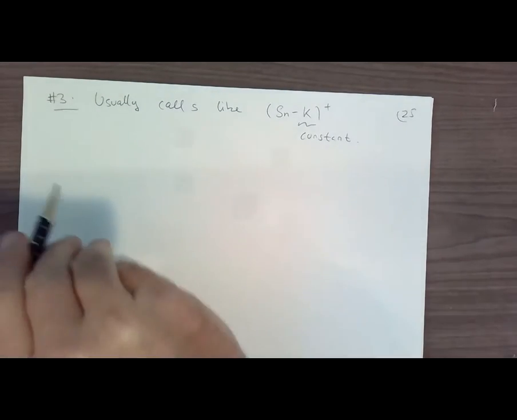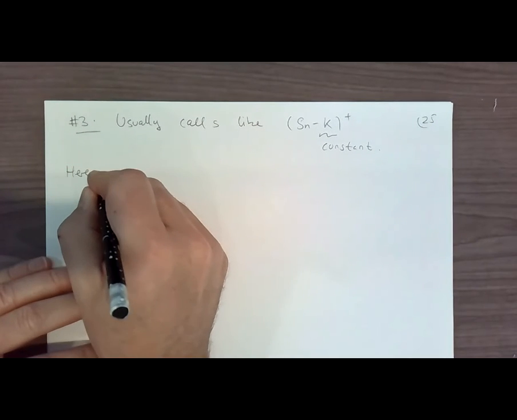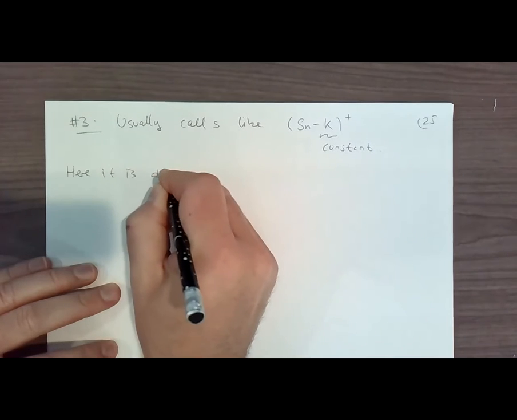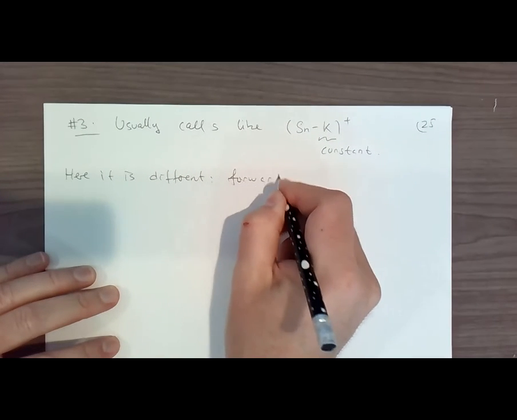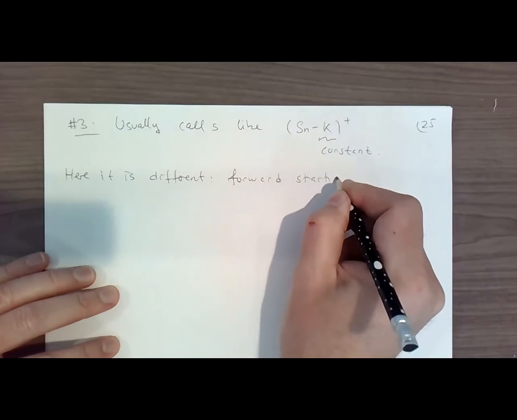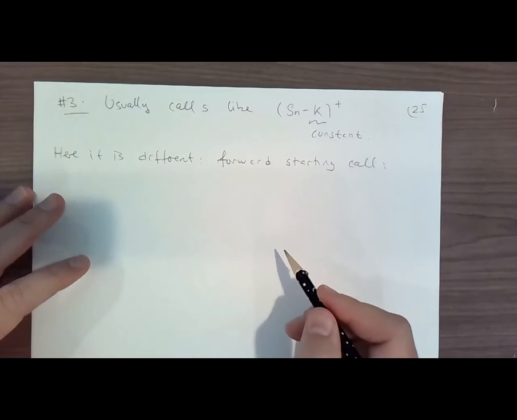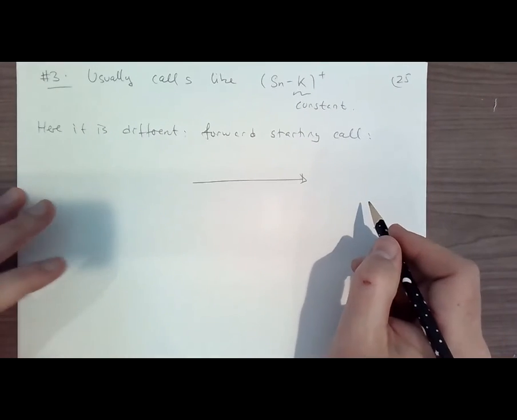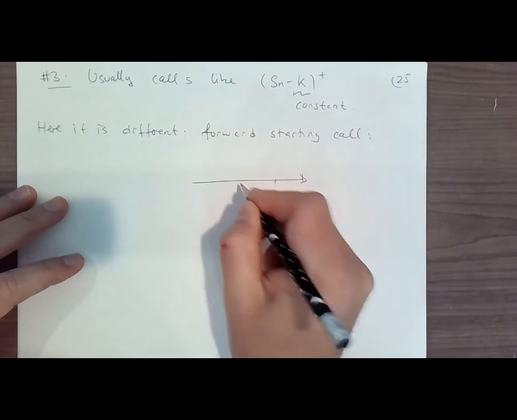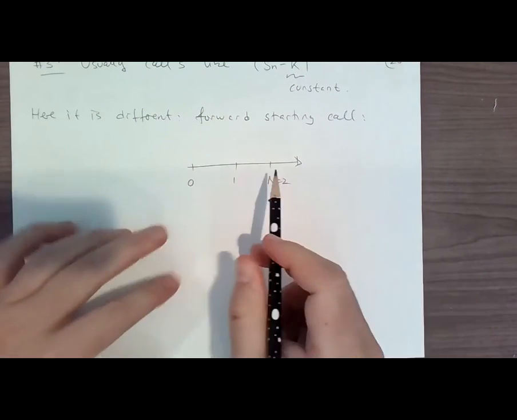But now it's different. It's a forward starting call. So let's look at the timeline we have. We are having a model that has time points 0, 1, and 2. Right, so this is where we're at.